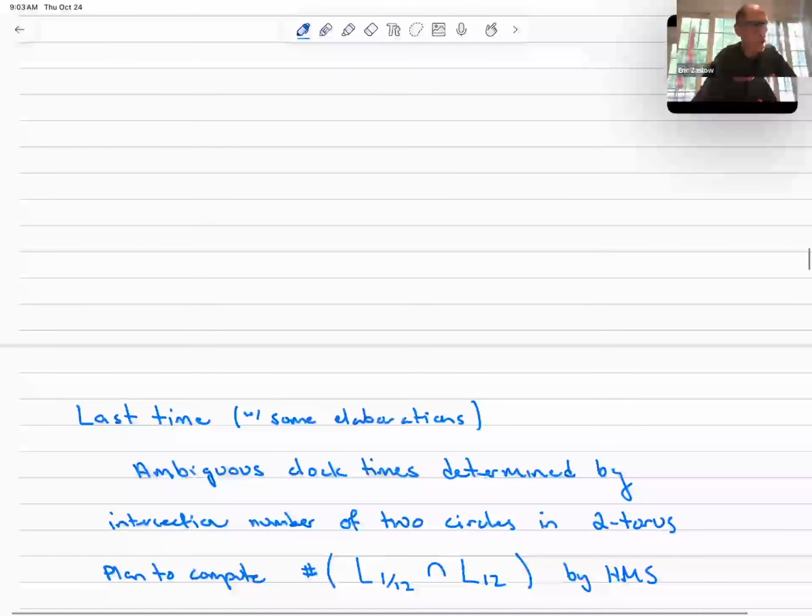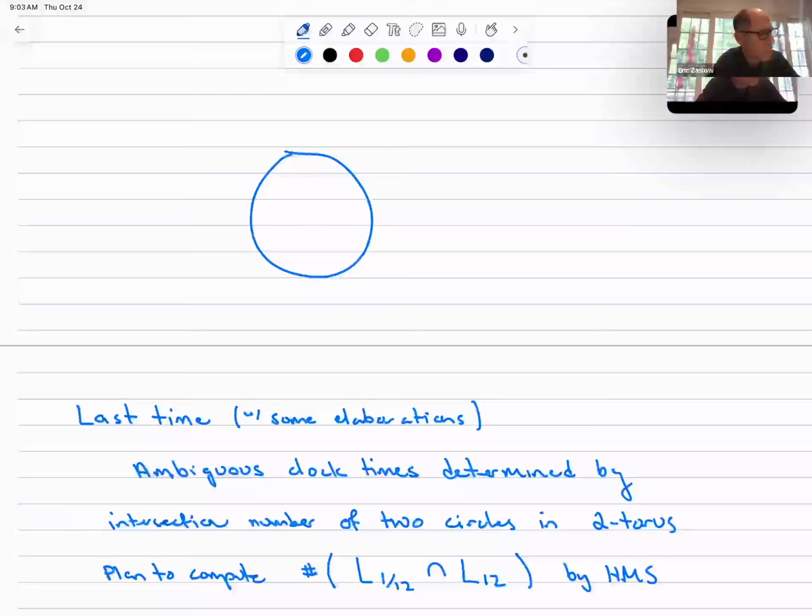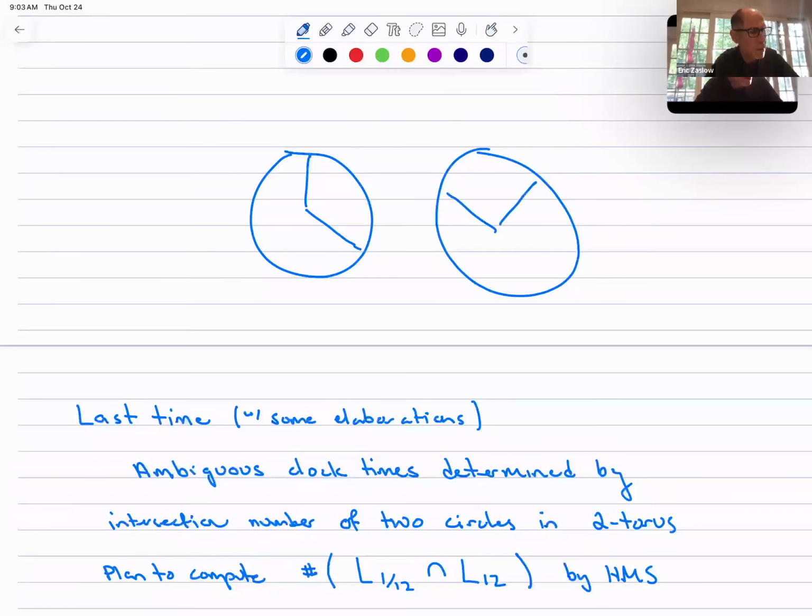The puzzle that we had considered was ambiguous clock times for a clock whose hands had both the same size. We saw that 4 o'clock was unambiguous, but this one was a bit ambiguous. We didn't know if it was a little before 2 or a little bit after 10. And we realized that that problem was the same as counting intersections of 2 lines on a torus, those lines representing the possible positions of the 2 hands.